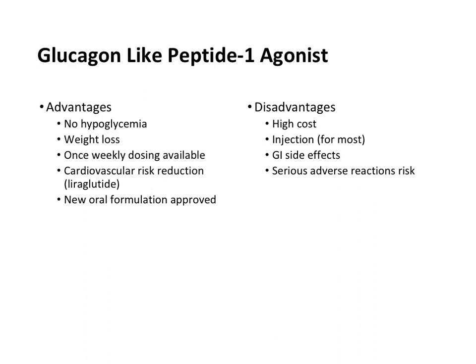The GLP-1s have disadvantages and advantages, as you might imagine. They do not cause hypoglycemia, so that's a good benefit of these types of medications. There is a possibility of weight loss, which can benefit patients that are diabetic. The once weekly dosing is very convenient for most patients. There's a cardiovascular risk reduction, specifically with the liraglutide. And now we have an oral formulation available for these drugs, so they have a lot of advantages.